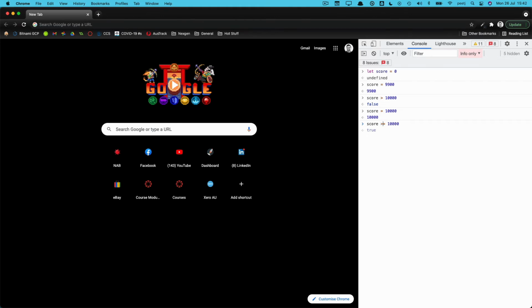Greater than or equal to. You could have less than, you could have equals, or less than or equal to. You could have not equal to. There's probably a few more, but that's all we're going to do for the minute.